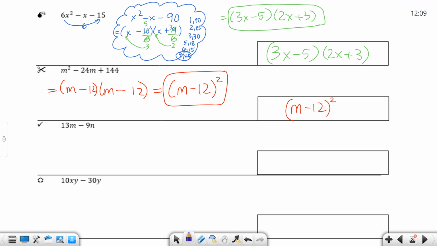All right, then we have 2 terms again, 13m minus 9n. Is there anything in common with both those terms? Is there a GCF? There's no GCF. Is it difference of squares? No, there's not even a power. Is it SOPs? Again, no power. Can't be. So guess what? If it's not a GCF, not SOPs, and not difference of squares, this thing right here won't factor.